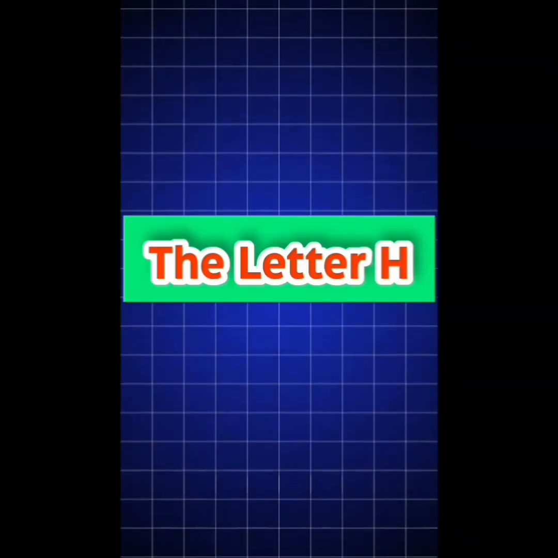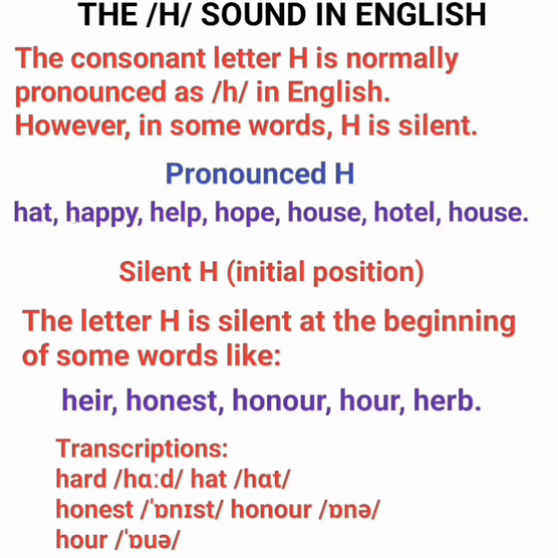Now moving on gradually, and don't relent, we are moving to the letter H. The consonant letter H is normally pronounced as H in English. It means that the majority of the letter H are pronounced. For instance, at, happy, help, hope, house, hotel, and so on and so forth. In all these words I mentioned, the letter H is clearly pronounced. However, there are some certain words in which H is silent, is omitted. In writing it will be written, but in pronunciation it will be omitted; it won't be pronounced.